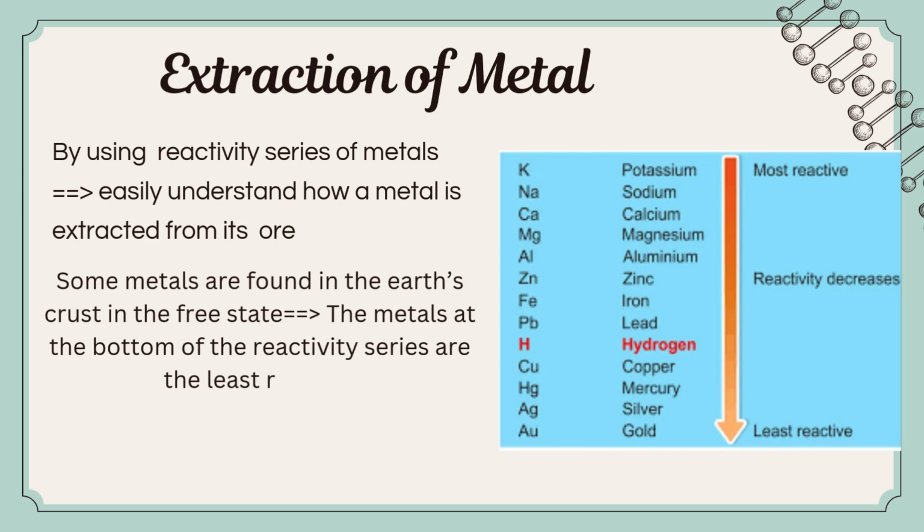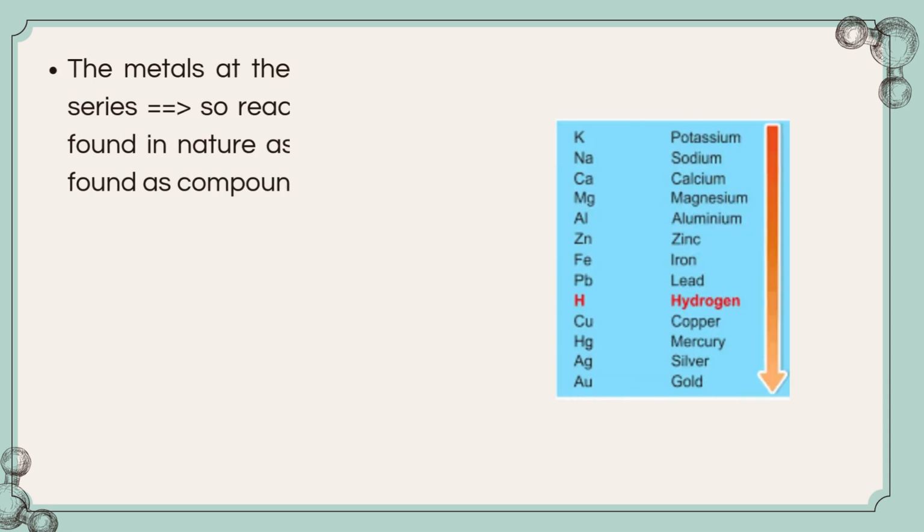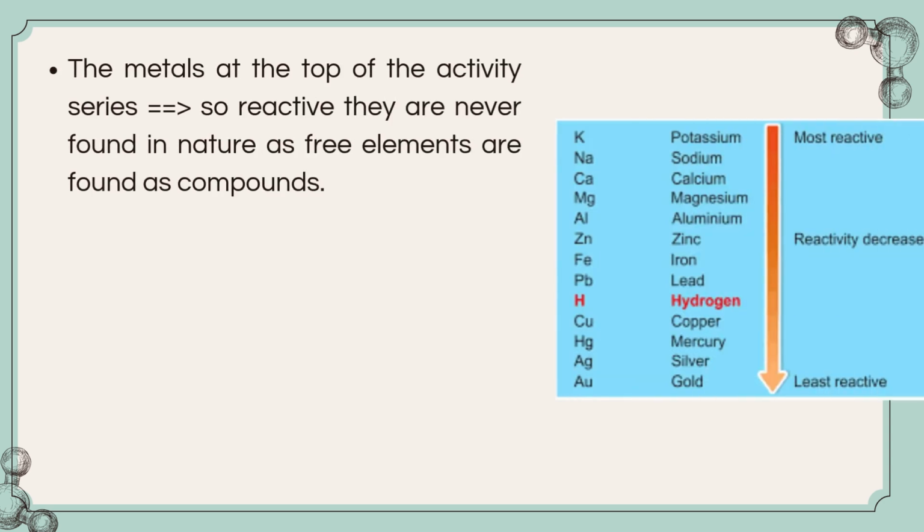The least reactive ones are found in the earth's crust in the free state. But the most reactive ones will not be found in the earth's crust in the free state. They are only found in compounds. Metals at the top of the reactivity series are very reactive. That's why they react with other elements and form compounds.